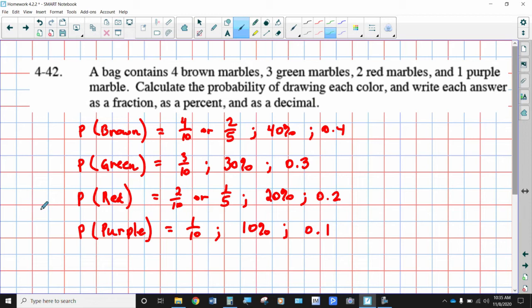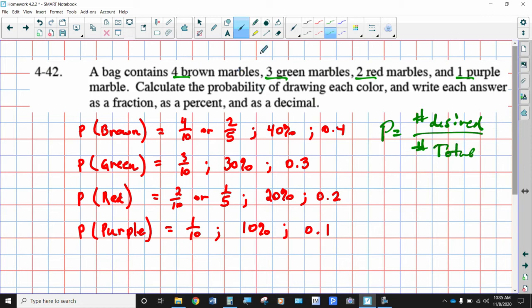Speaking of proportional situations, it turns out that probability involves proportional reasoning. So a bag of 4 brown marbles, 3 green marbles, 2 red marbles, and 1 purple are put into a bag. So now we're going to take the probability of drawing each color if you were to just randomly pull one of those marbles out of the bag. So we have to count up the total. Remember, there is this ratio for probability, which is the total number of desired outcomes out of the absolute total of everything in the bag.